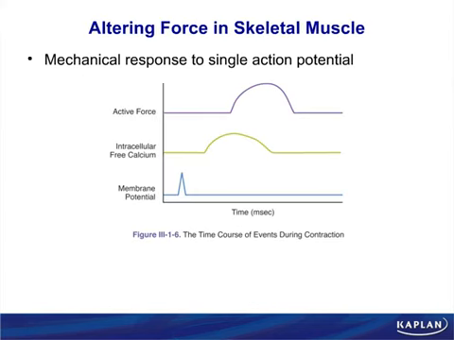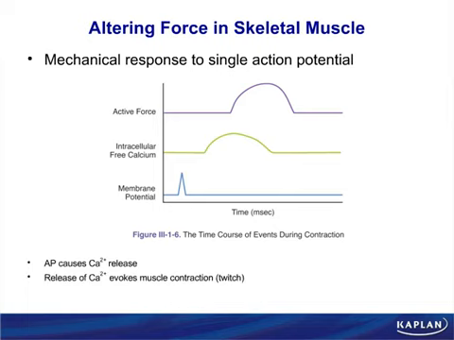At the bottom, we have membrane potential. That's the skeletal muscle membrane. Next, above that is intracellular free calcium. Next is active force. As we indicated, we get an action potential. This will cause the release of calcium, as illustrated on the slide. This rise in calcium will evoke muscle contraction. That's active tension due to cross-bridge cycling. That is a single twitch.